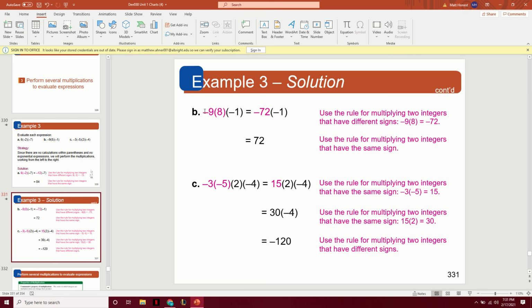For B, we'll run into a similar situation. We have negative 9 times 8. That's a negative number times a positive number, so that will result in a negative number. Now we take that negative number, multiply it times negative 1, and you'll have two negatives times each other, so you will end up with a positive number.